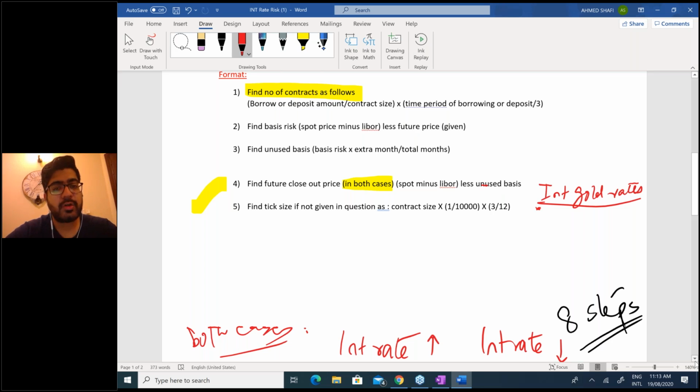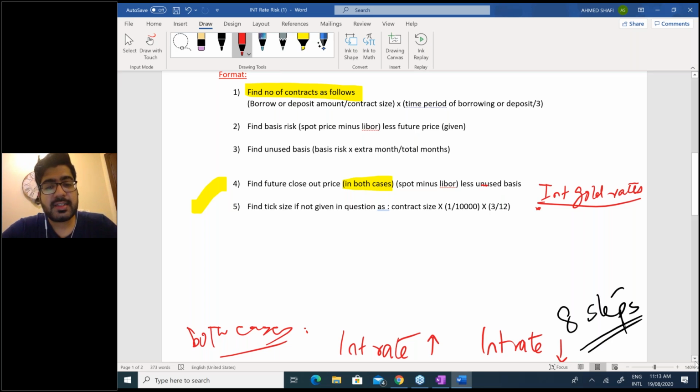Then you need to find the future closeout price in both cases, increased interest rate case and decreased interest rate case. It's spot minus LIBOR less unused basis. Then you need to find the tick size if it's not given in the question. It's contract size into 1 over 10,000 into 3 over 12. Now, what did I tell you about tick? What exactly is tick?